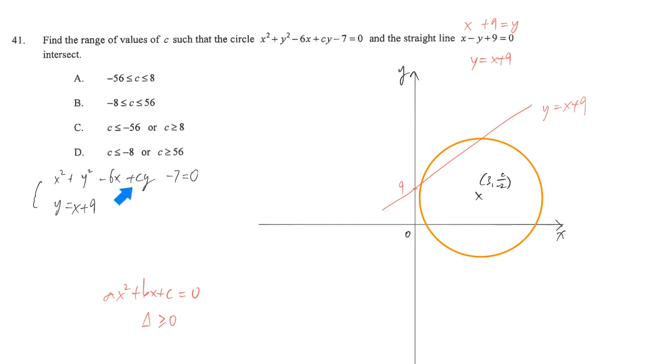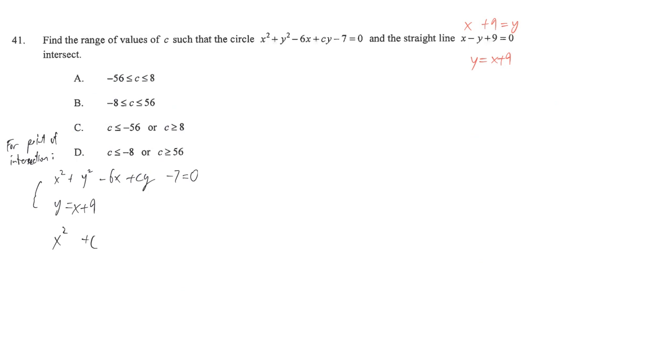Anyway, if we have the restriction for c, then we can just solve the inequality, and then we'll get one of these answers. So x squared plus something squared minus 6x plus c something minus 7 equal to 0. We just place x plus 9, and we replace y here. Then we have an equation of x only with x squared here. So our target is something x squared plus something x plus something equals 0. I will suggest my student write in multiple rows.